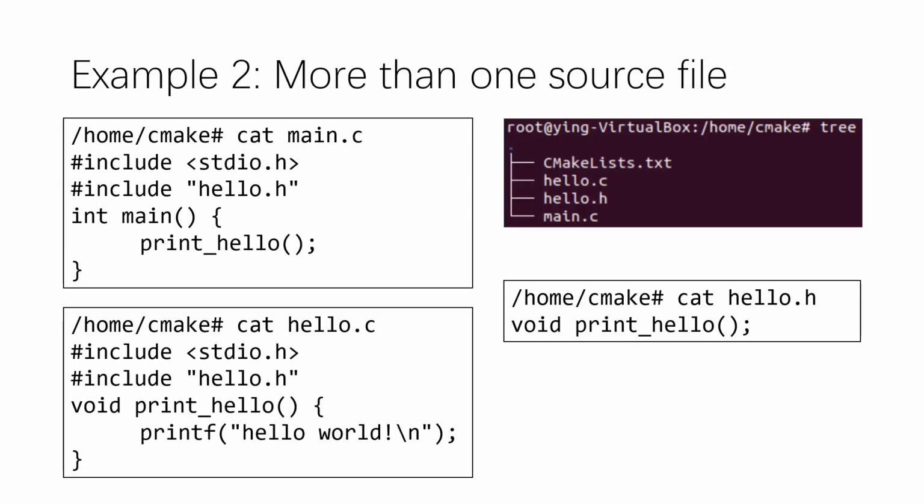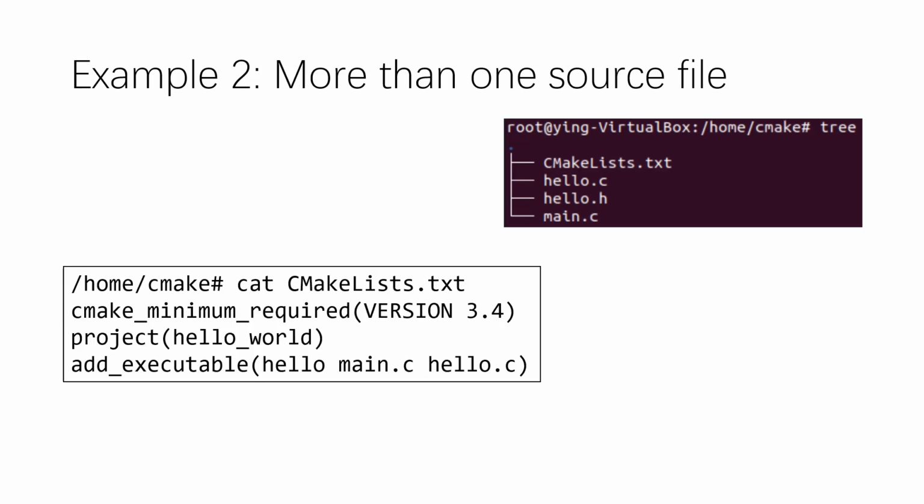So then let's see an example with more than one source file. Here we still want to print hello world in the terminal, but we have two source files, main.c and hello.c. In main.c, we just call a function which is declared in hello.h. And this function is actually defined in hello.c. So we need to compile both of them to generate the executable file. And in CMakeLists.txt, we can add one more source file in the add_executable command, and then it will work.